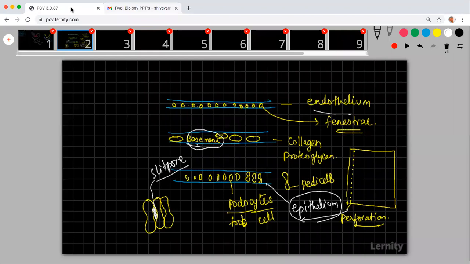Okay, I am showing the diagram. If you are done, let me know and we can proceed further.